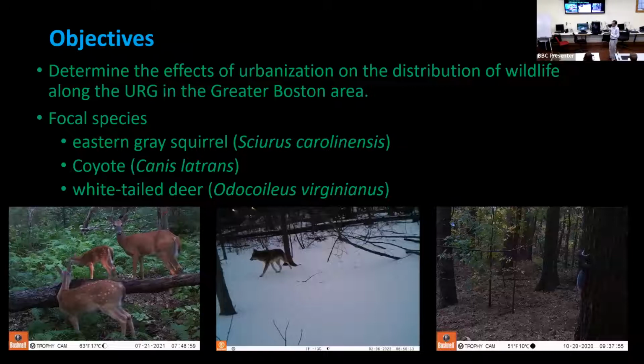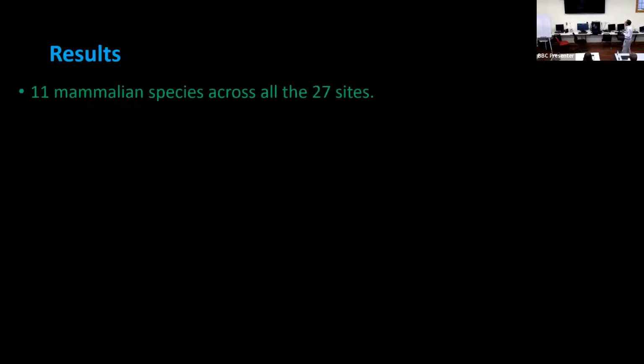This is a study that one of my undergraduate honors students did for her thesis before she graduated this summer. She did a terrific job with this particular project. Her interest was looking at the Boston transect and understanding the occupancy pattern of 3 species. She picked these 3 species to represent the small mammals that can be detected by a trail camera: eastern gray squirrel, a carnivore, coyotes, and a large ungulate, white-tailed deer. So far we have recorded 11 species in total.